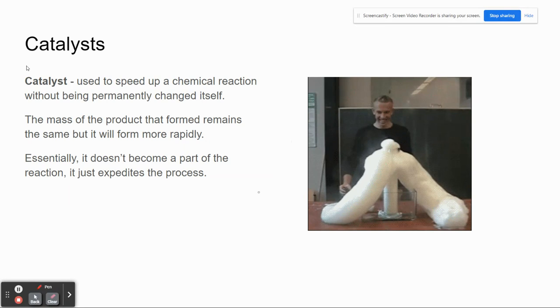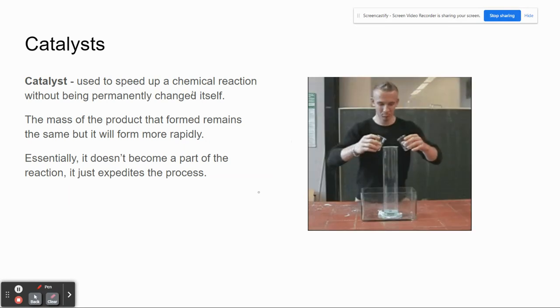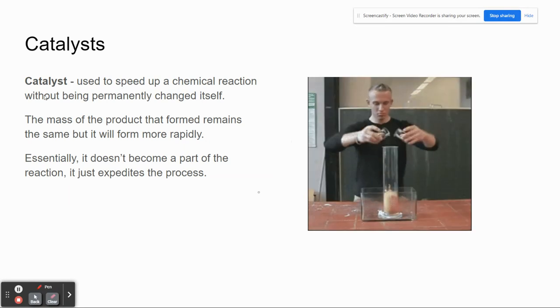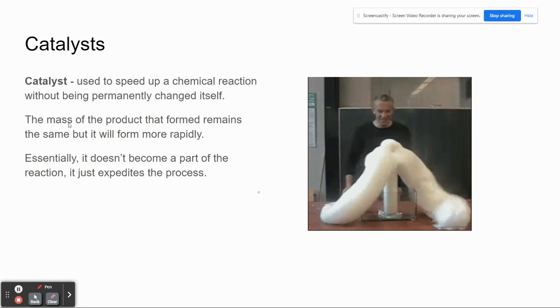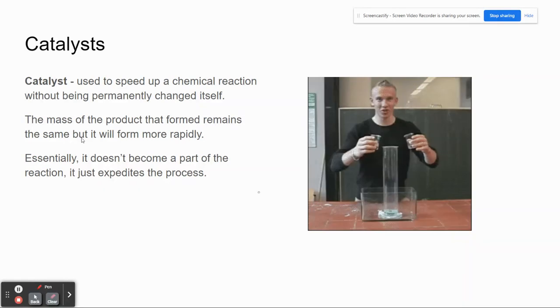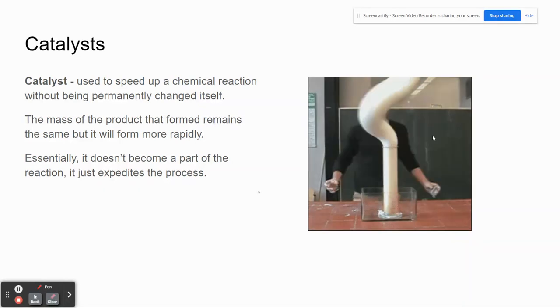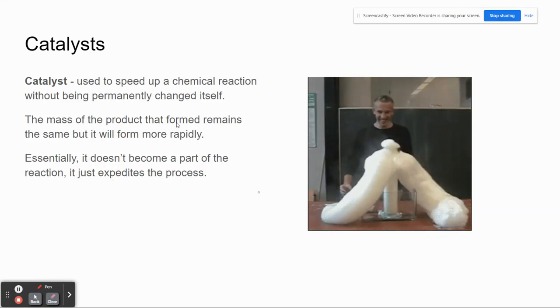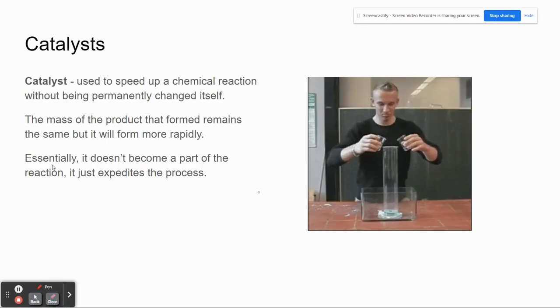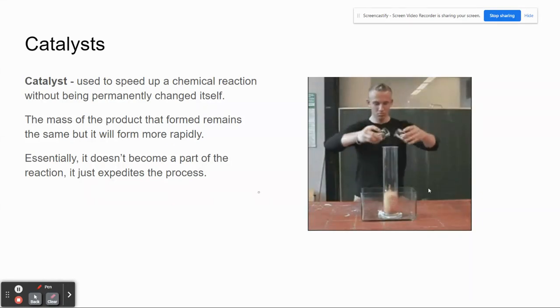We have catalysts, used to speed up a chemical reaction without permanently changing. That's a vocab term that we have. Now, the mass of the product remains the same because the catalyst doesn't actually become a part of the reaction, but it will help it form more rapidly. It doesn't become a part, it just expedites the process.